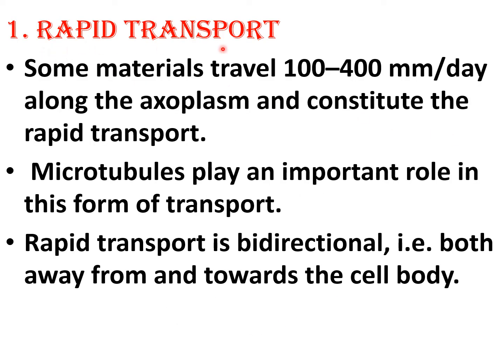Rapid transport. By rapid transport, some materials travel 100 to 400 mm per day along the axoplasm and constitute the rapid transport. Now, in this form of transport, microtubules play a very important role. And rapid transport is bidirectional, meaning both away from the cell body and towards the cell body.